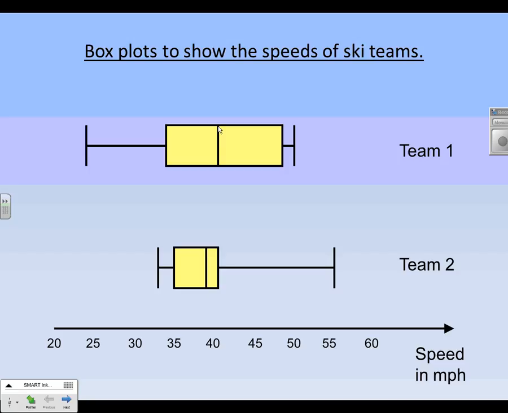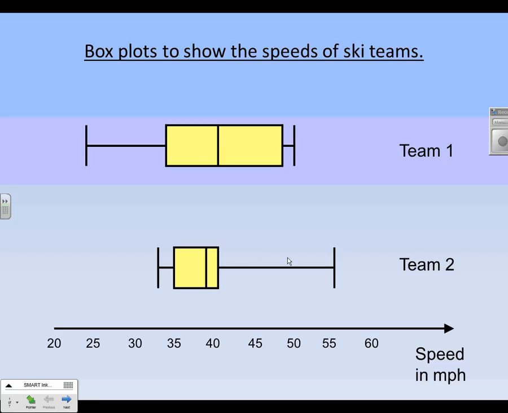Now, officially or properly, your 2 comments are going to be, well, the median here is higher than the median here, so team 1 has a higher median, therefore on average their skiers are faster. That's your first averages comment. Comparing medians, saying what it means. The second thing, you can look at that box, that interquartile range is much bigger than the interquartile range down here. So you can see team 1 has a higher interquartile range, therefore the speeds of the skiers are more varied. Or again, looking at it from another way, team 2 has a lower interquartile range, therefore the speeds of the skiers are less varied. Okay, now that's 2 comments you should be making for these to get full marks.